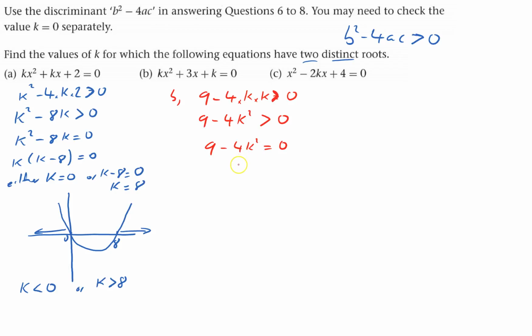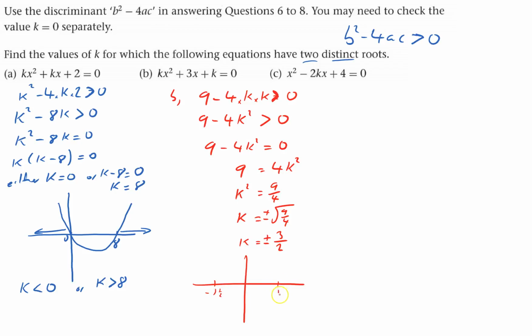I'm going to add 4k squared to both sides. 9 equals 4k squared. Divide everything through by 4, which will give me k squared equals 9 over 4, and then square root both sides. So k equals plus or minus the square root of 9 over 4. So k equals plus or minus square root of 9, which is 3, over square root of 4, which is 2. What does this look like? Minus 1.5 and plus 1.5.